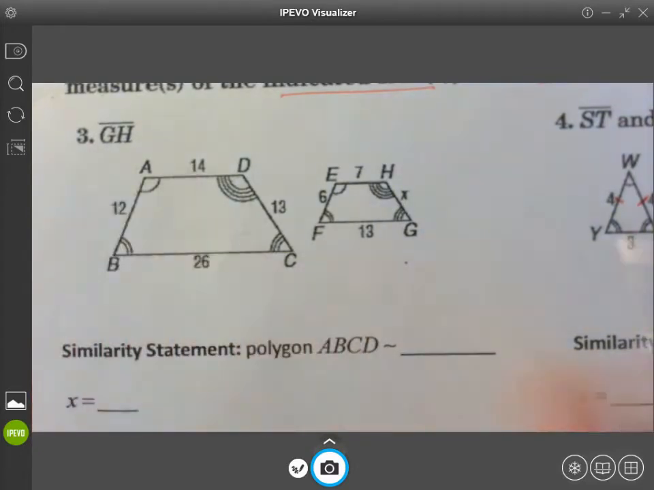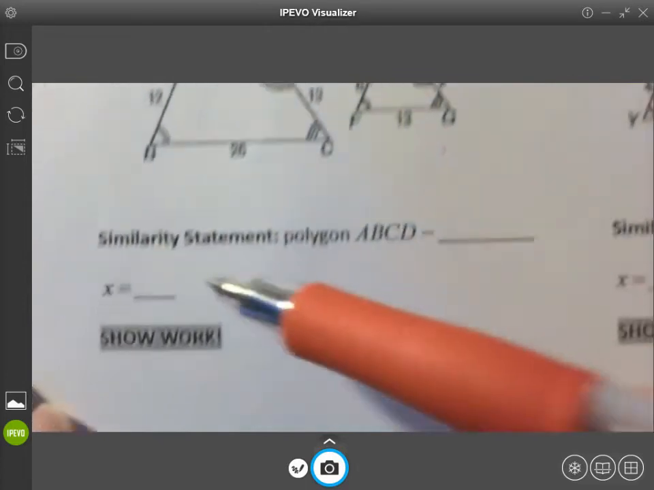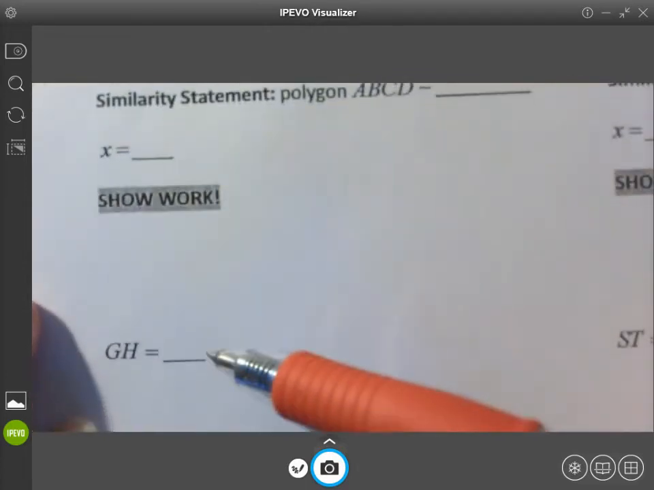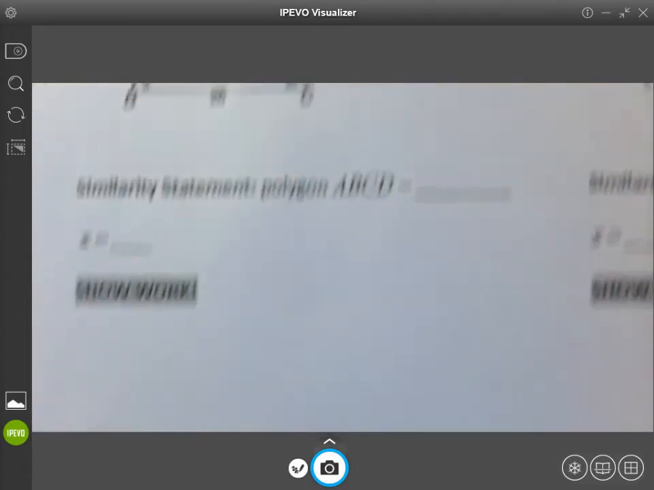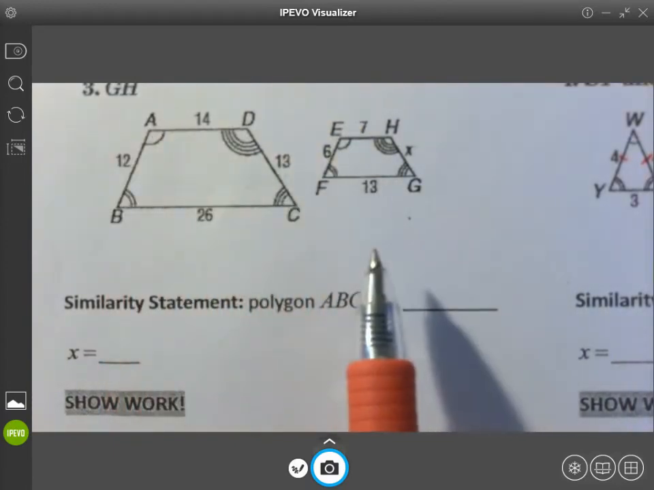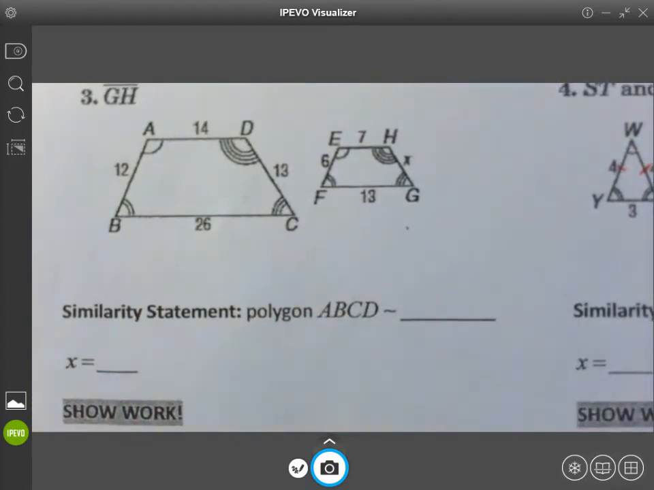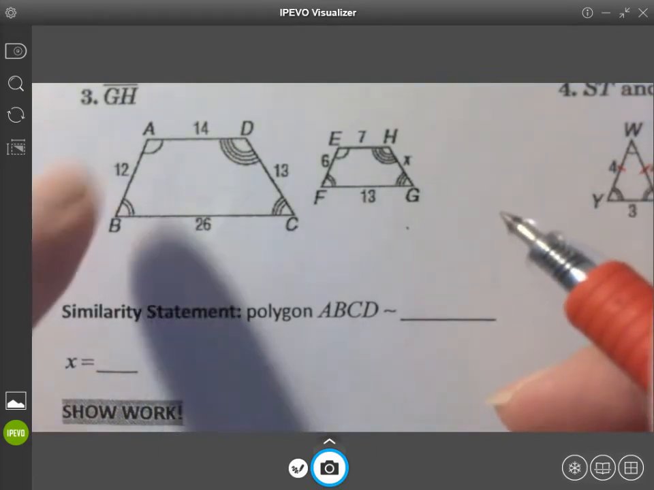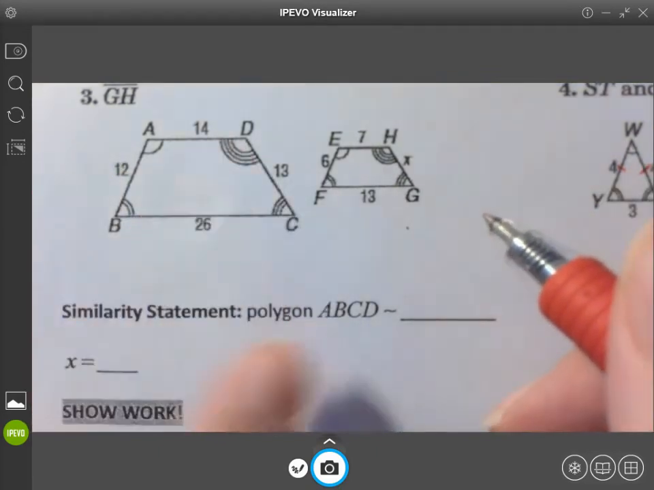We want to find GH. And if you look at our worksheet, everything's laid out. We have the similarity statement, we have x, we want our work, and then a final place for you to show GH. So we know they're similar. We know all the sides pair up, so I don't have to show that. The similarity statement, A, B, C, D, okay, here it is.